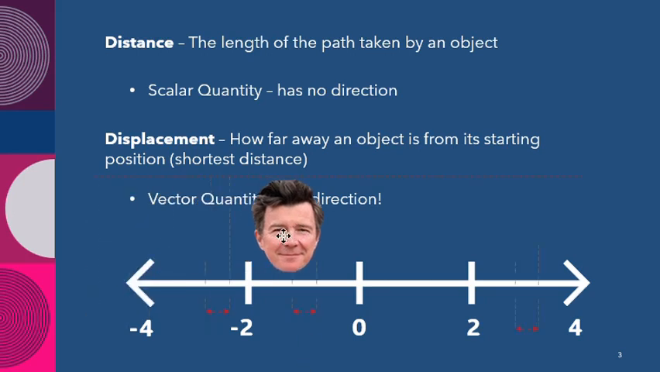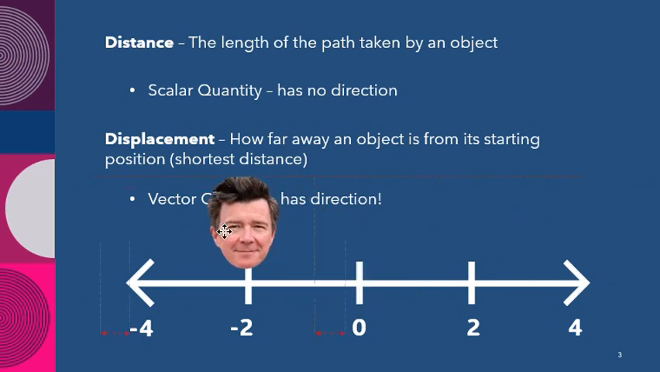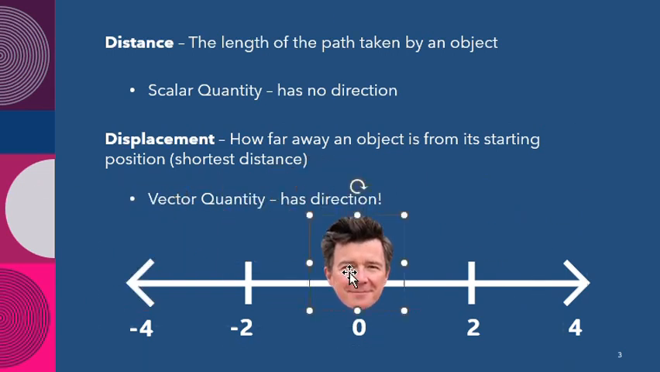Now let's say that Rick starts at 0 and he goes over to 4, over to 0, over to negative 4, and back to 0. Now what's his displacement? Well, his displacement is going to be 0 because he's at his starting position. In other words, he's not at all displaced from his initial position.